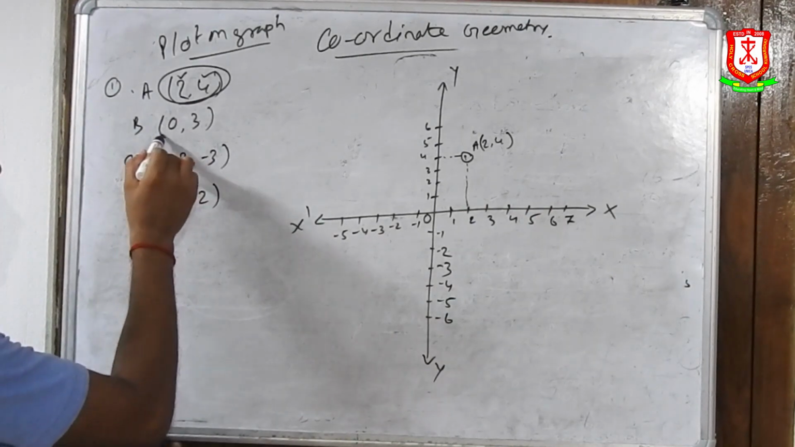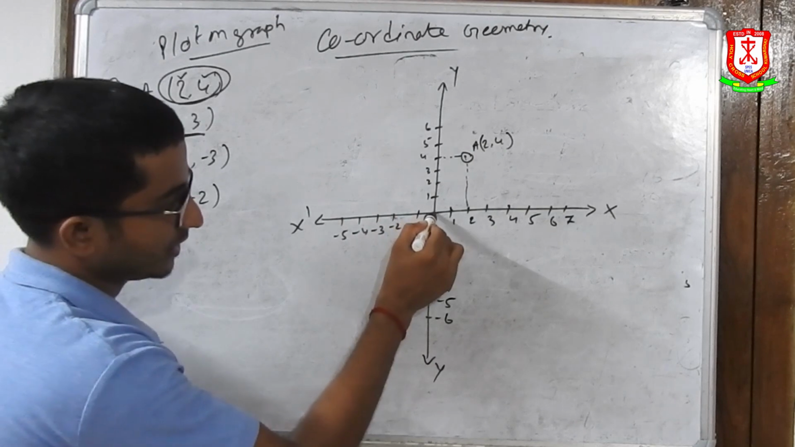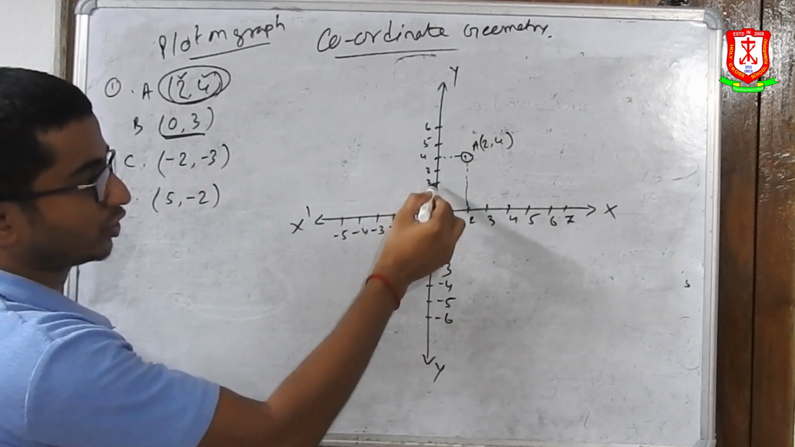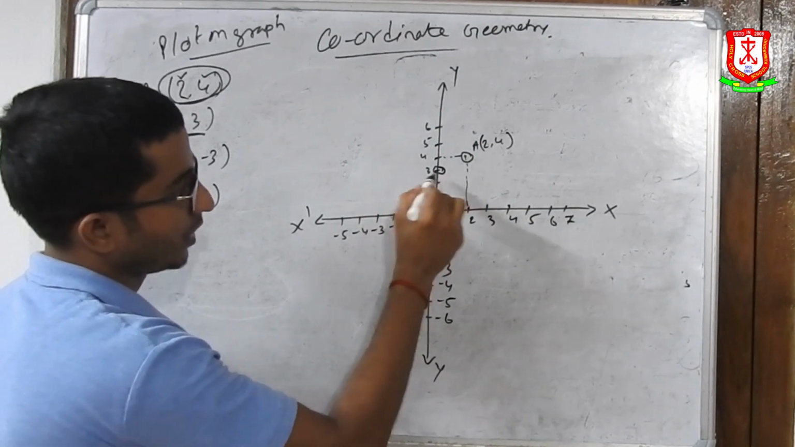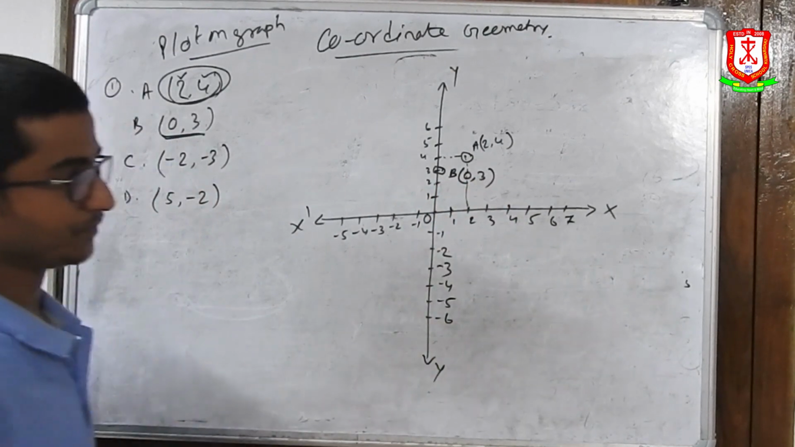Then if you want to locate the point B, 0 comma 3, it means the value of x is 0, where the value of x is always 0, and the value of y is how much? 3. 1, 2, 3. It means this is our point. This is our point B whose coordinate is 0 comma 3.